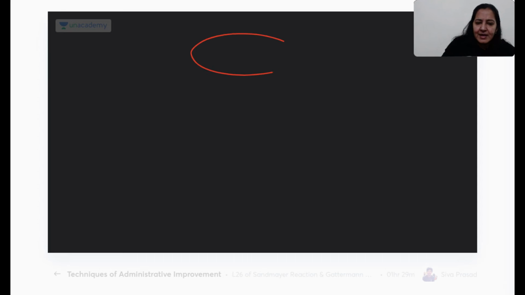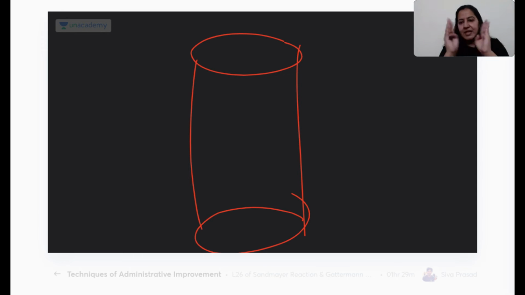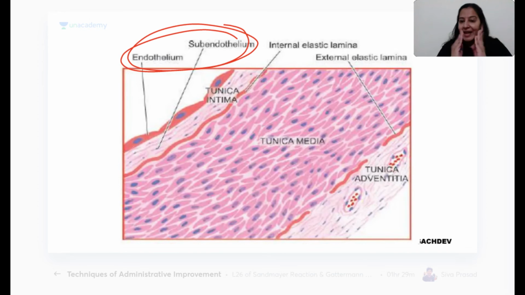So just suppose this is a blood vessel. This is the lumen of the blood vessel. The innermost layer is intima. Then there is media. Then there is externa. So intima is having 2 layers. The innermost cells you can see, these are endothelial cells. So innermost is endothelium, not endocardium, sorry. The innermost layer is endothelium.